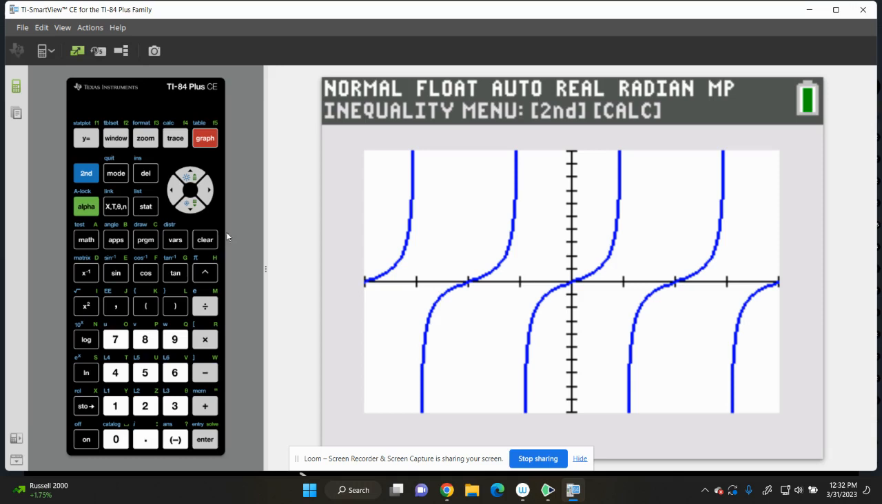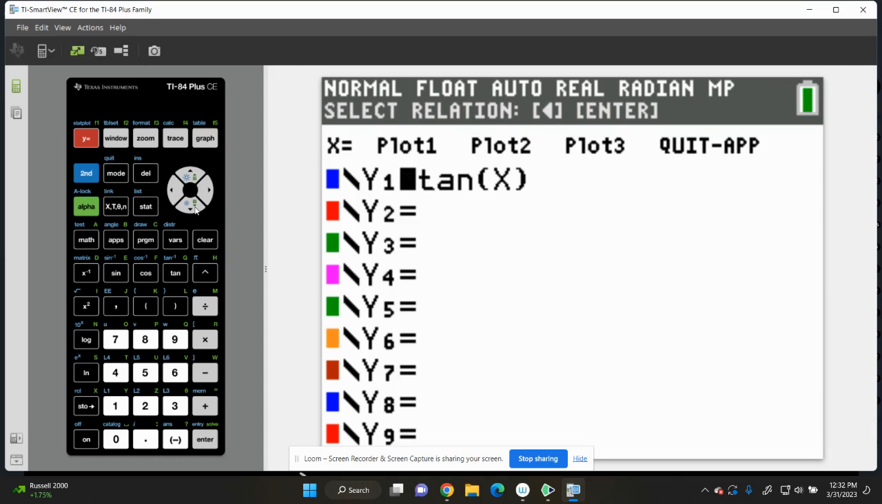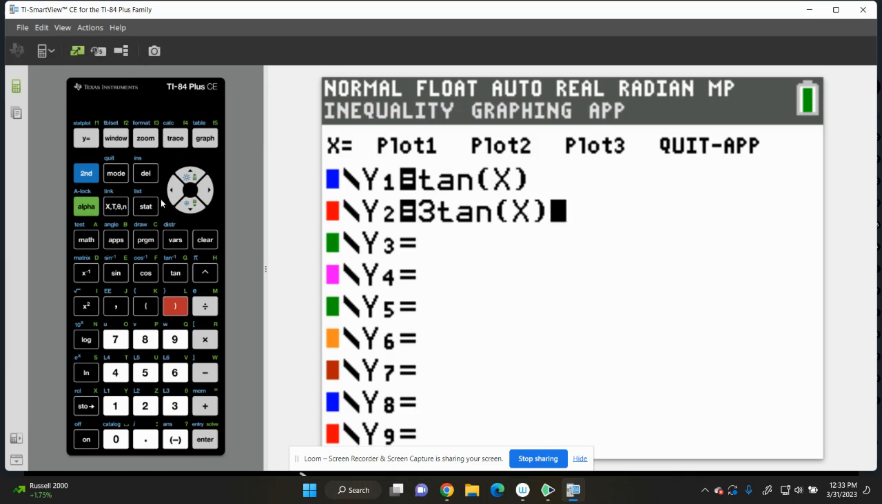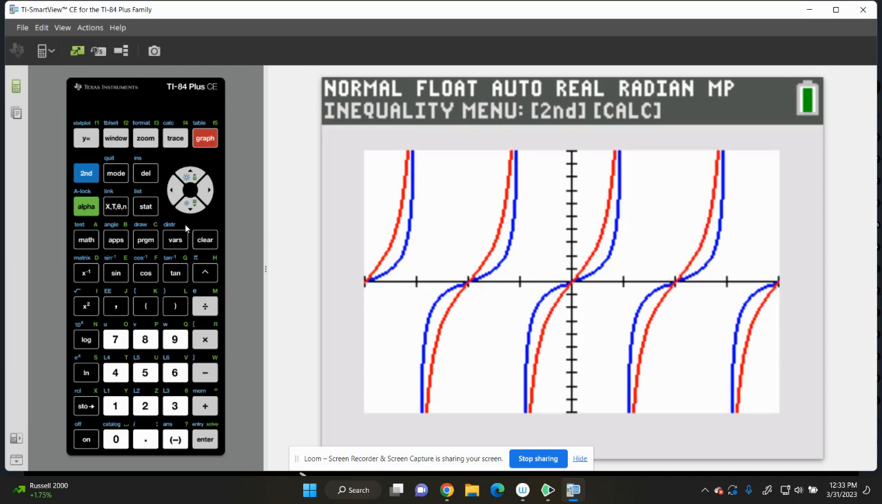All right, let's look at what happens if we make it 3 tangent x. So in y2, I'm going to leave tangent there, and in y2, I'm just going to put 3 tangent x. The window is going to be the same, so I don't have to readjust it. So I press enter. And there you go. So what it's done is a vertical stretch.